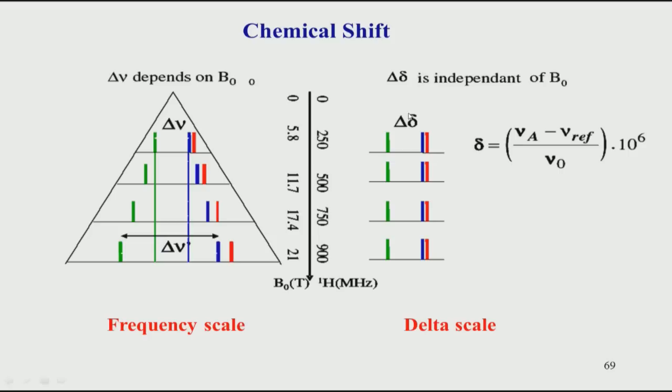In the delta scale, the ppm value remains the same whether you get the spectrum at 250 megahertz or at 900 megahertz. But if you look at the hertz scale, the frequency separation changes more and more as we go to higher magnetic field. So, this is the important concept which has to be kept in mind.